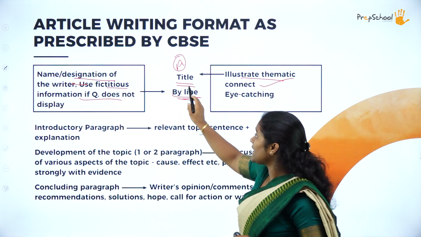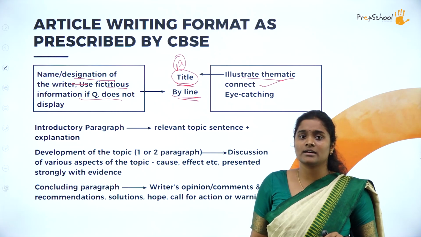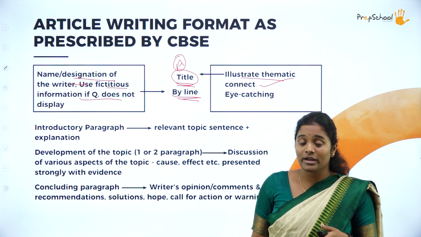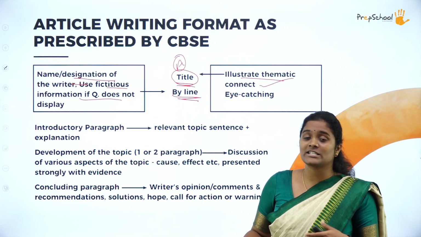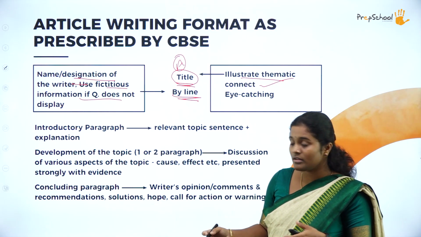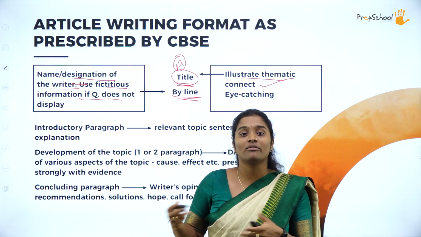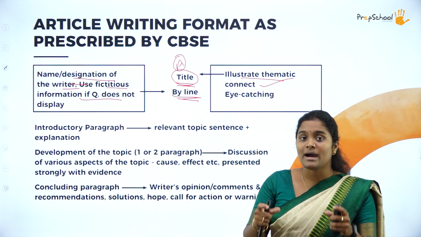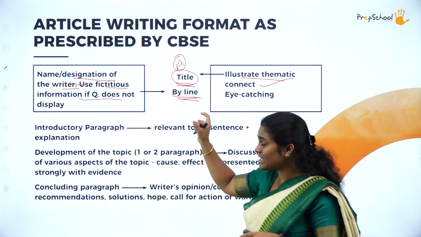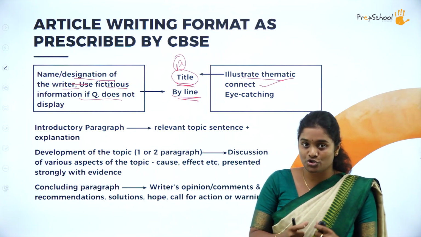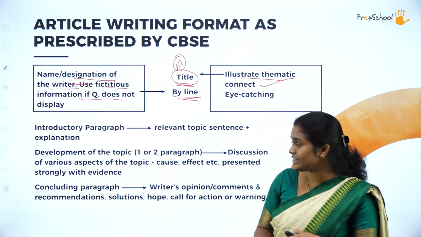For example, the title could be something like conservation of water. And it has been written by who? It has been written by, for example, Karan. And the designation is editor, the Hindu. Okay. Editor of Hindu. That could be the name and the designation. If it's not given in the question paper, use fictitious names and designation.